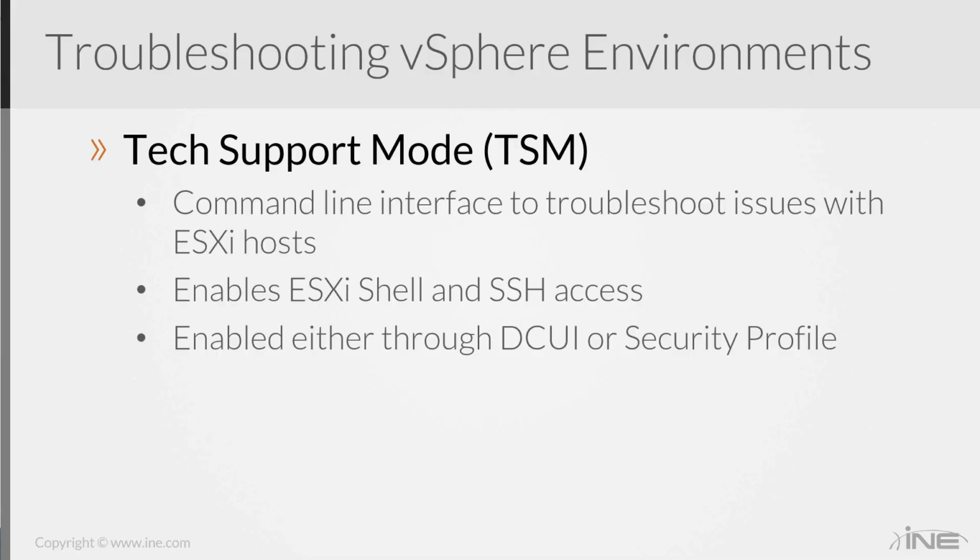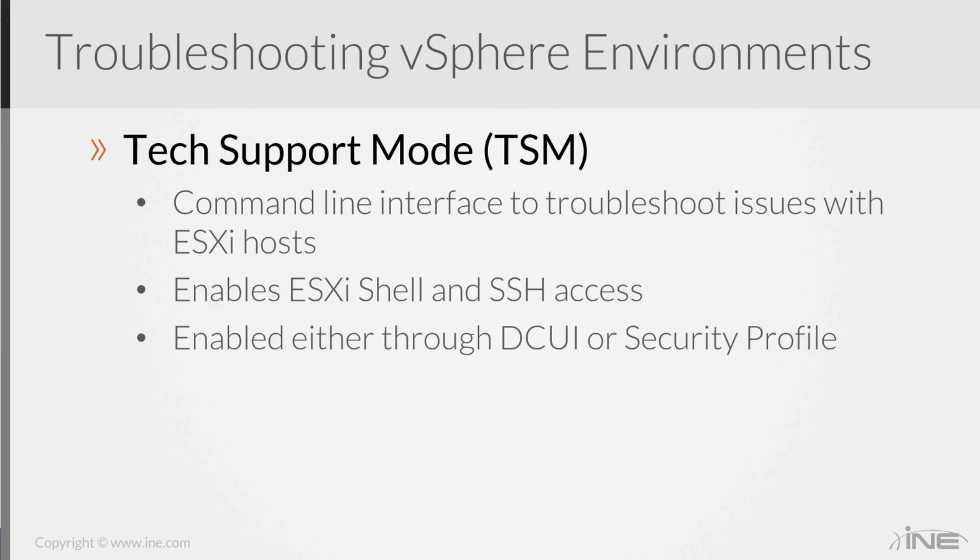Firstly, we have what VMware calls tech support mode. This basically consists of using command line tools to monitor and troubleshoot our ESXi host. It's basically granting of shell and SSH access through the DCUI and through the security profile of our ESXi host, from where we could access other tools, including gathering of data for VMware support.